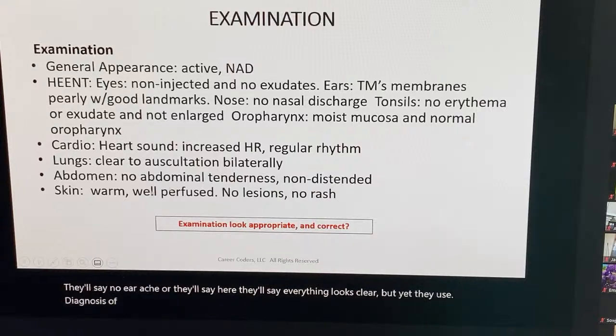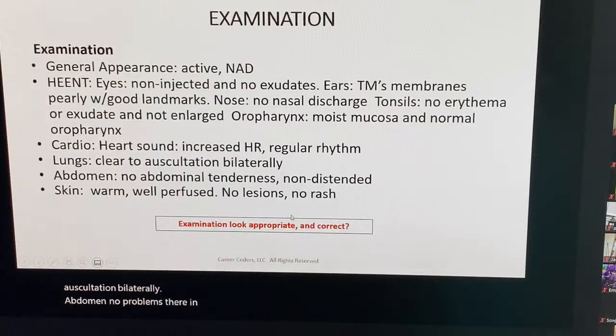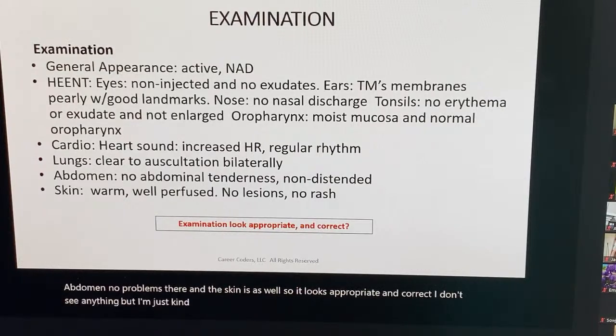Cardio, everything looks good there. Lungs, clear to auscultation bilaterally. Abdomen, no problems there, and the skin is well. So it looks appropriate and correct. I don't see anything, but I'm just kind of skimming over it to see if there was anything that would support what that history of present illness was.